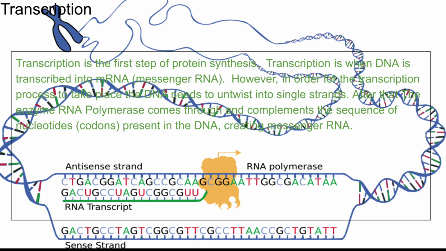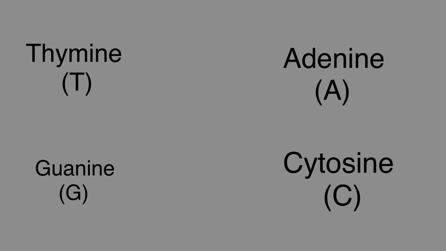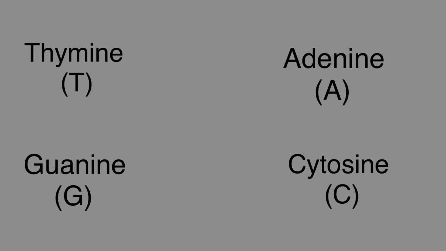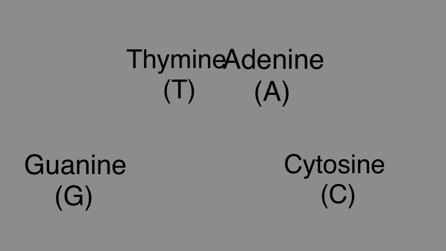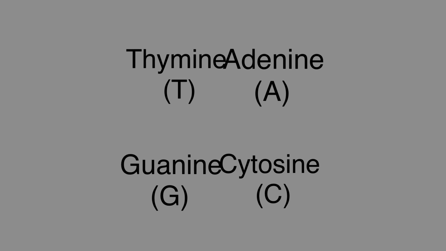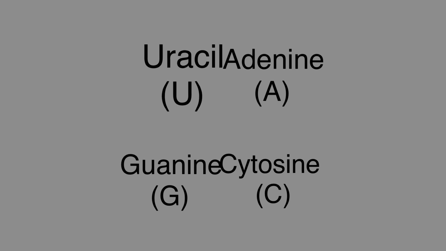After that, the enzyme RNA polymerase comes through and complements the sequence of nucleotides present in the DNA, creating messenger RNA. The nucleotides on DNA are thymine, adenine, guanine, and cytosine. Thymine complements adenine, and guanine complements cytosine. However, on the mRNA molecule, instead of thymine, we have uracil. Pay attention to these nucleotides because they will be useful in translation.